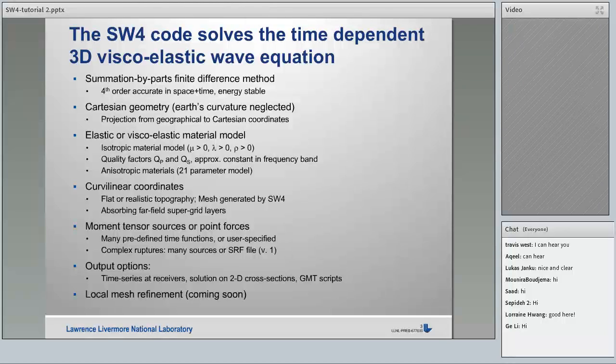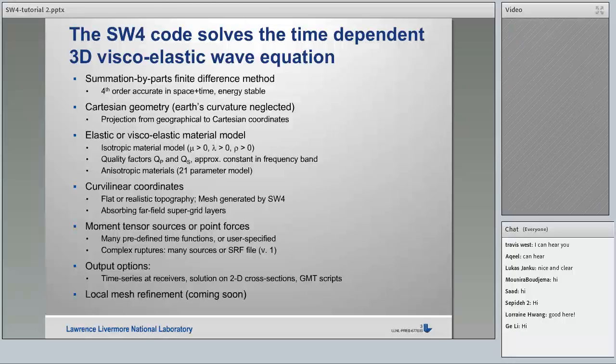The curvilinear coordinates are also used to construct supergrid absorbing far field layers. They are of PML quality, but the advantage of supergrid is that it also works for complicated things like anisotropic materials without any stability issues.